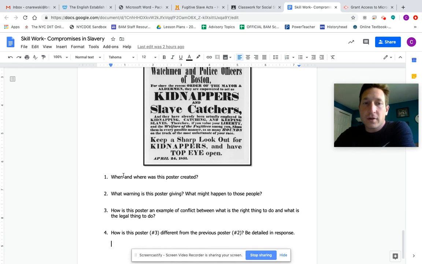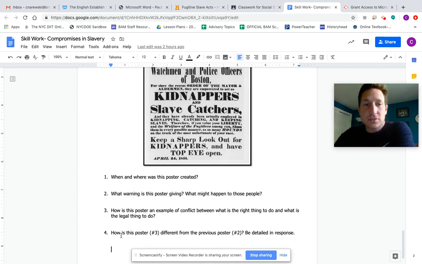And just like before, there are a couple of questions. Number 1, when and where was this poster created? Number 2, what warning is this poster giving? What might happen to those people? Number 3, how is this poster an example of conflict between what is right and the legal thing to do? So we're looking at your morals. What is the right thing to do versus what's the legal thing to do? Take your time with number 3 and really answer that in detail.